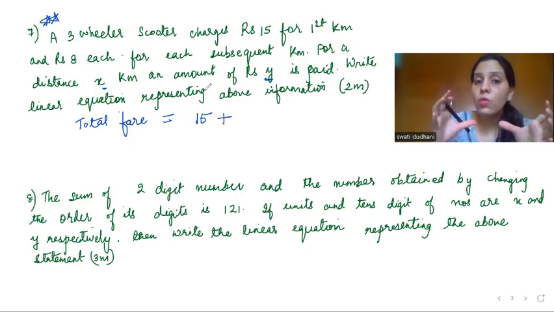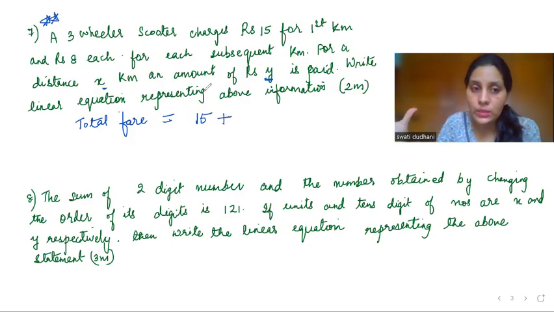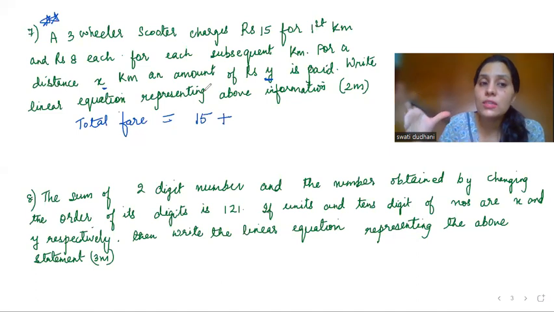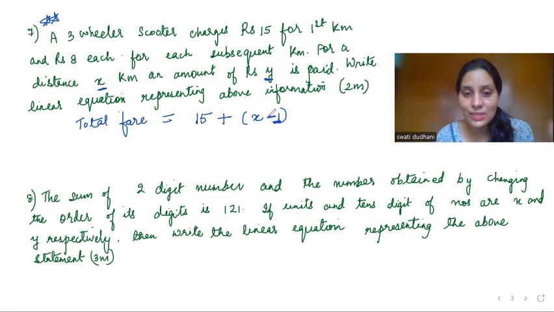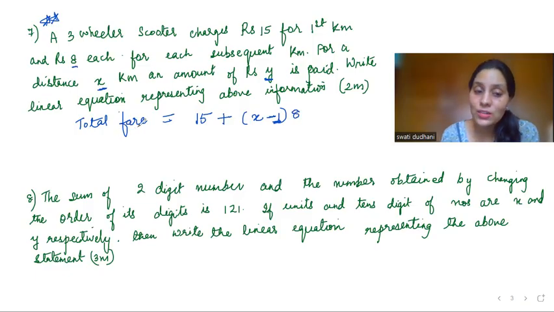Plus now for every next kilometer, the cost is 8 rupees. Now, how do we represent this? Every next kilometer, as in your distance kilometer is x. But from x, you will subtract 1 because for the first kilometer, I have already written 15. So for the next kilometers, that is x minus 1. What is the cost? It is 8 rupees each, so into 8. And what is total fare?